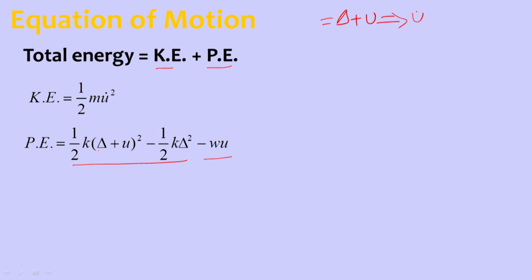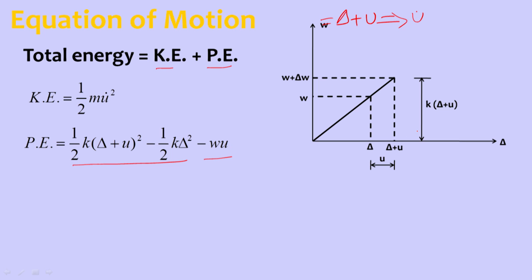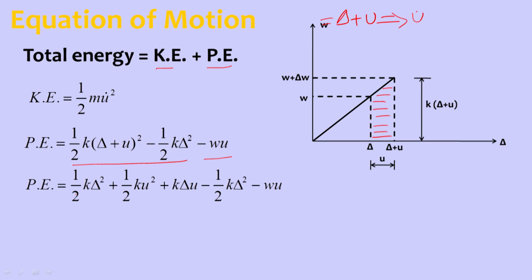So, this is the strain energy stored in the system, half k delta plus u whole square, minus half k delta square, which is the energy in the vibrating system, minus the work potential. If we rearrange these terms, we get half k delta square plus half k u square plus k delta multiplied by u, minus half k delta square, minus W into u. You can see this half k delta square will get cancelled, and k delta is W, so that W into u term will also get cancelled. Finally, we are left with half k u square.